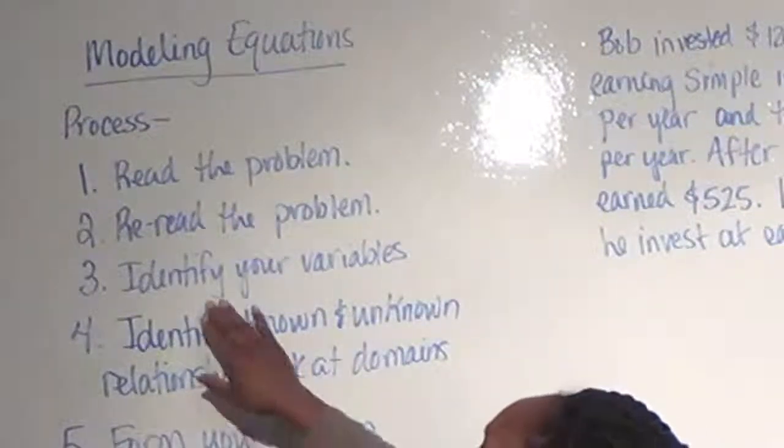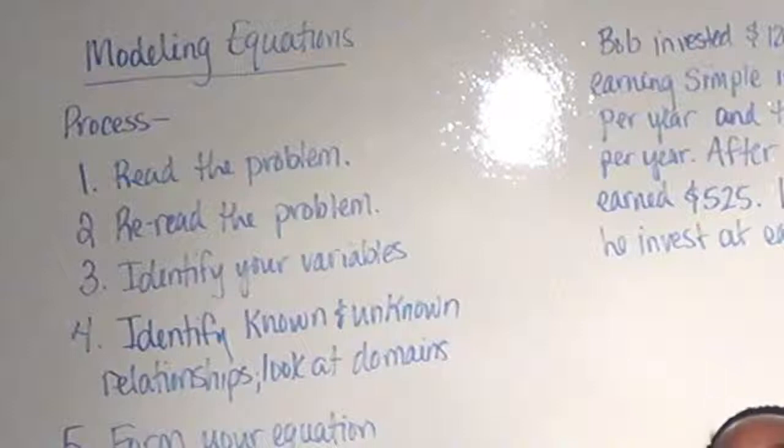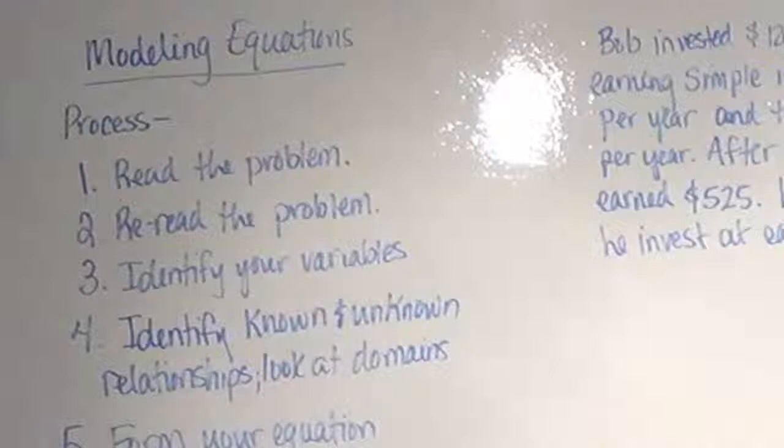Okay. Third, you want to identify your variables. This doesn't just mean I want to say, okay, I'm going to use an X here. I actually mean I want to look and know what the known quantities are and what the unknown quantities are. What is it I'm trying to find? Is there more than one thing I'm trying to find? Usually that's going to be followed by a question mark. And so that'll tell you what your variable should be.